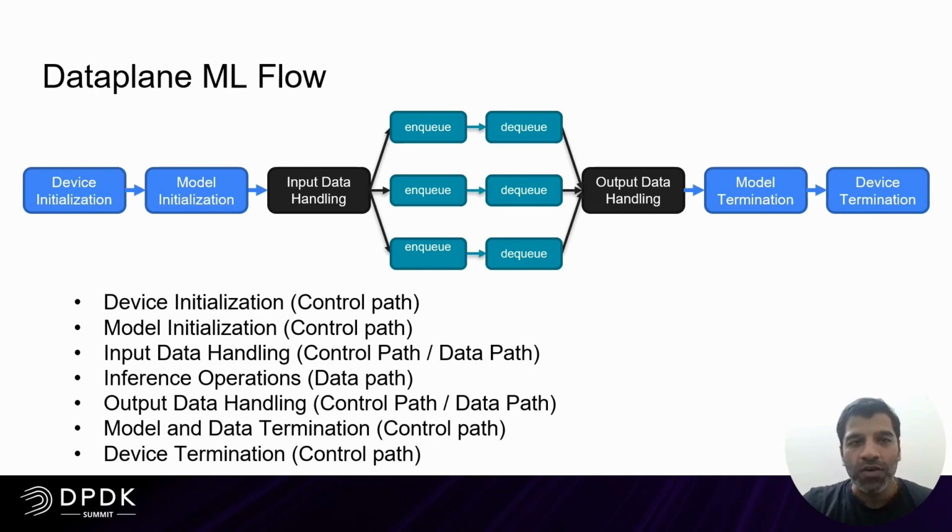Of all these operations, the device or model initialization and termination can be considered as control path operations, whereas the IO data handling and the inferencing can be considered as the fast path or data path operations.